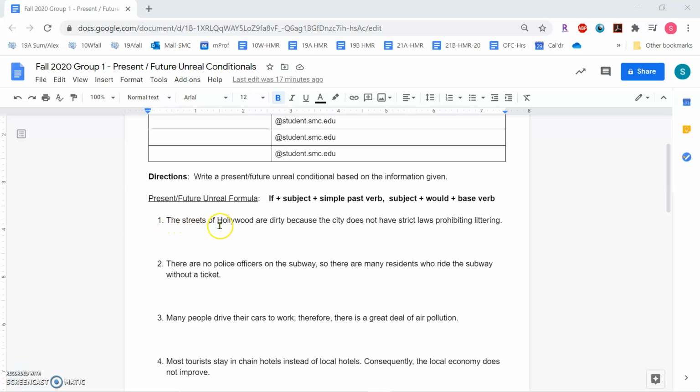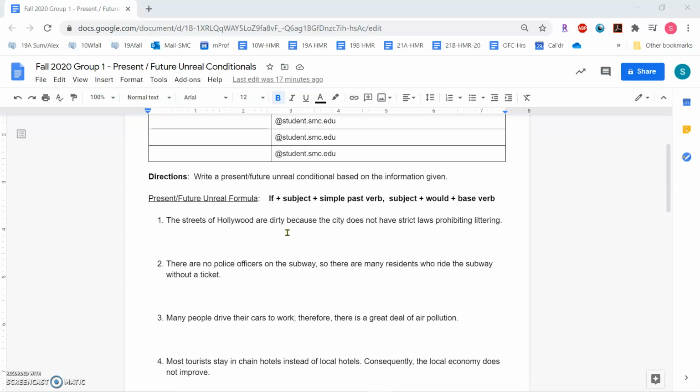Okay, so the streets of Hollywood are dirty because the city does not have strict laws prohibiting litter. So we do have a cause and effect relationship here. We can say the cause is that the city does not have strict laws prohibiting litter, and the effect is that the streets of Hollywood are dirty. Now remember that when we write any kind of conditional, there is always a cause and effect relationship. The if clause has the cause and the independent clause is the effect or the result.